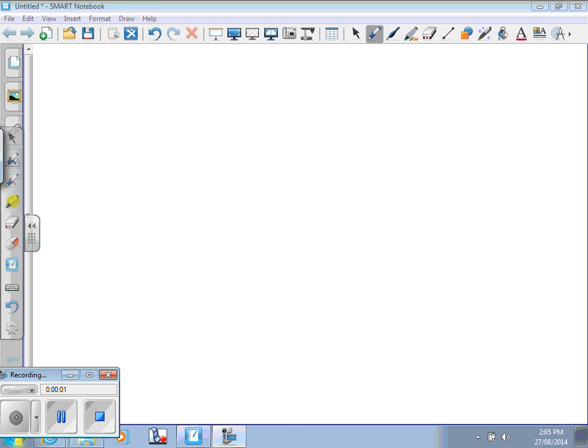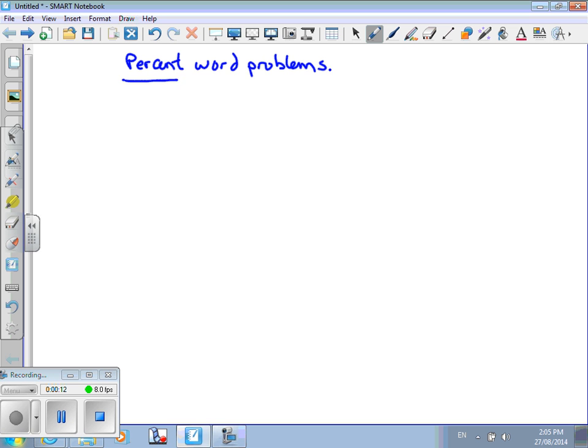This next section is going to deal with percent word problems. You've had some experience solving some word problems up to this point, and we're going to take a look at specifically solving percentage word problems.